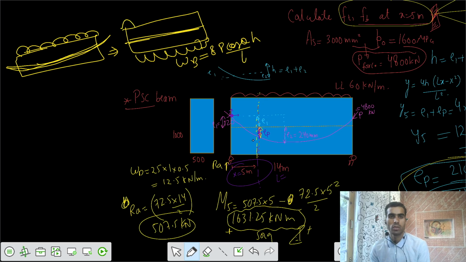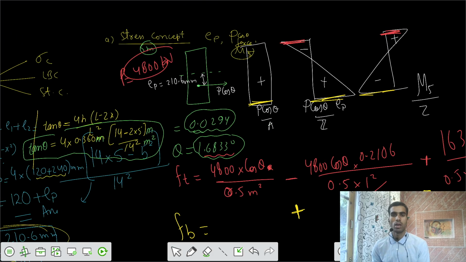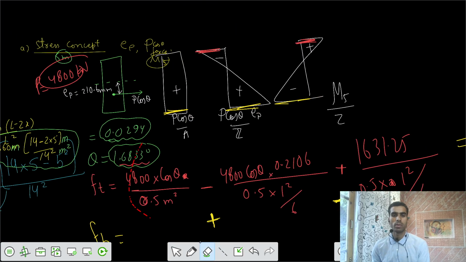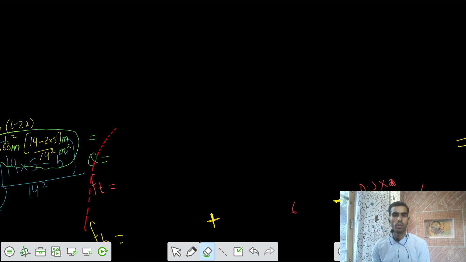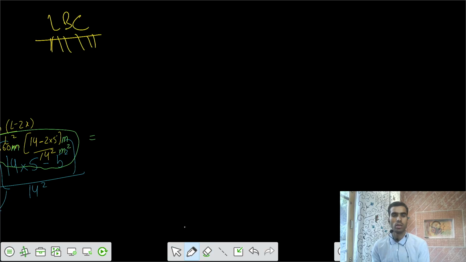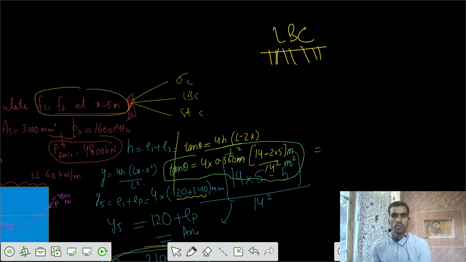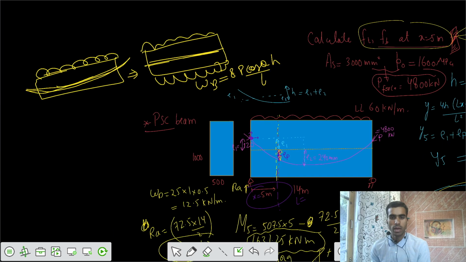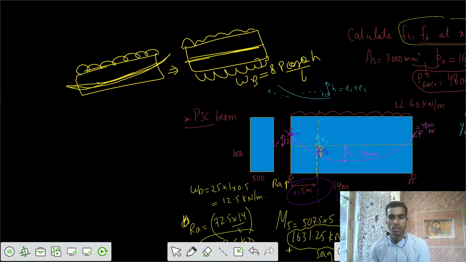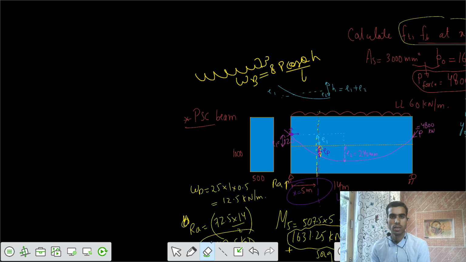Okay, so let's go for that. The second method is what you call the load balancing concept, LBC. I'm going to take this beam. Let's go for that.